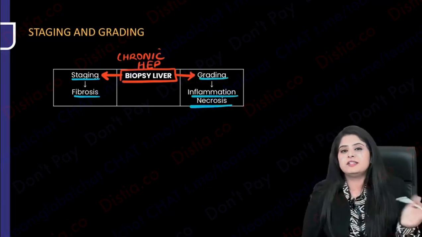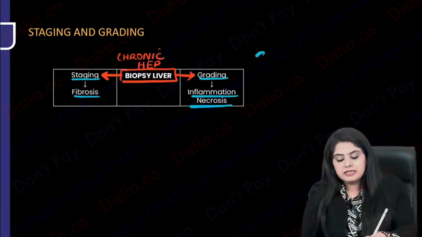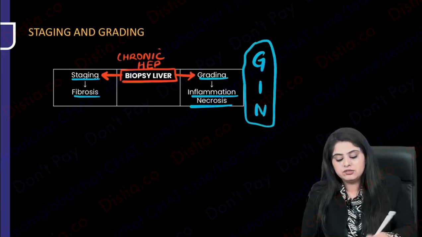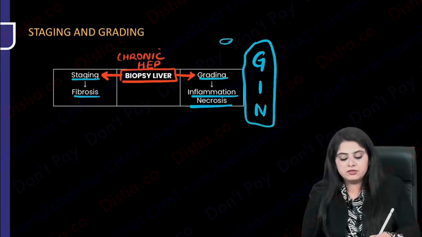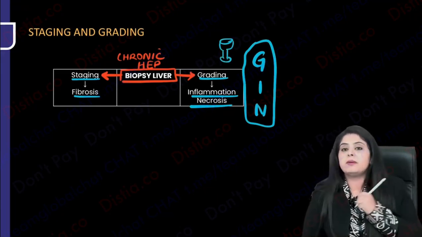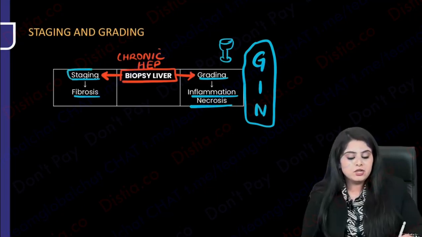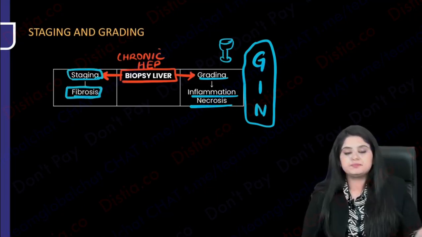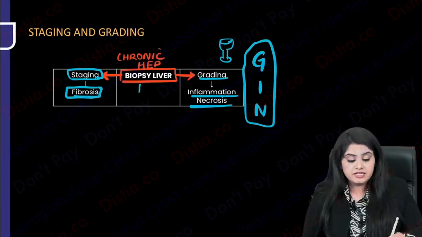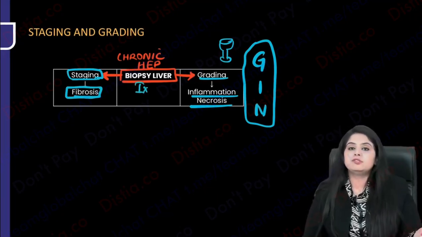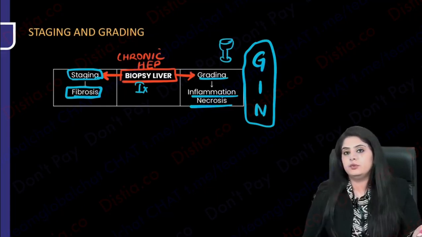necrosis has occurred. How to remember? Learn one side. Grading is based on inflammation and necrosis. So this is a word that everyone will remember, right? So when we say GIN, please remember grading is based on inflammation and necrosis, and then staging automatically becomes based on fibrosis. This is the indication of a liver biopsy in hepatitis. Otherwise, there is no indication.